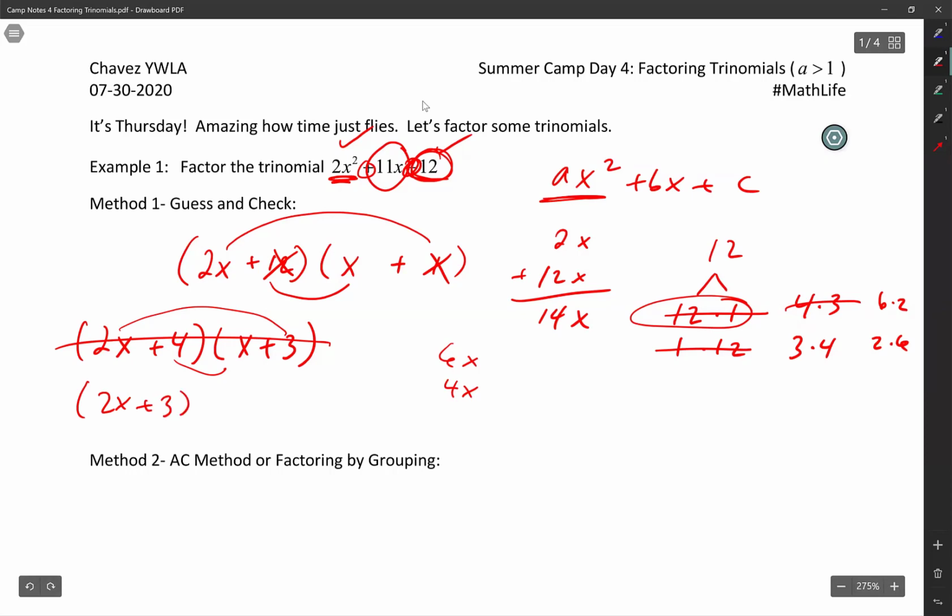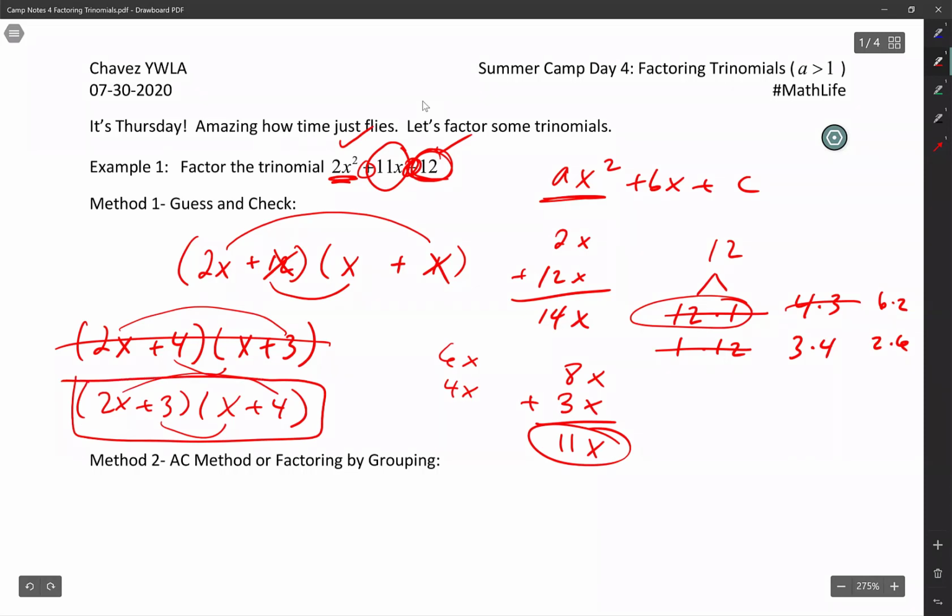2x plus 3, x plus 4. So now again, 2x times 4, that's 8x. 3 times x, that's 3x. And 8x plus 3x, that is 11x. So there it is. It's this one. 2x plus 3, x plus 4.